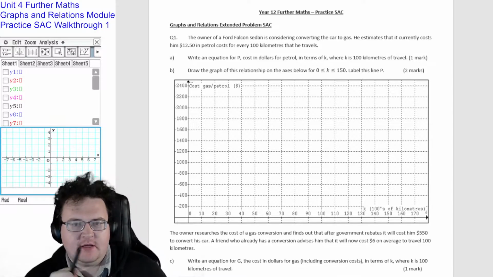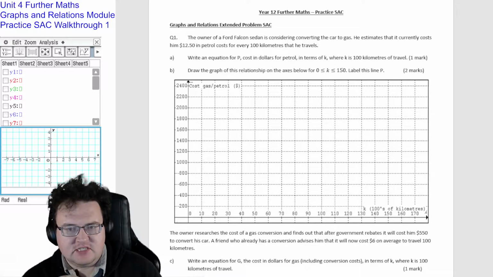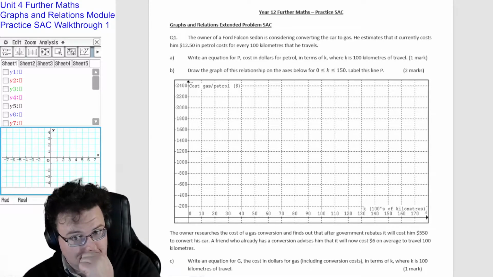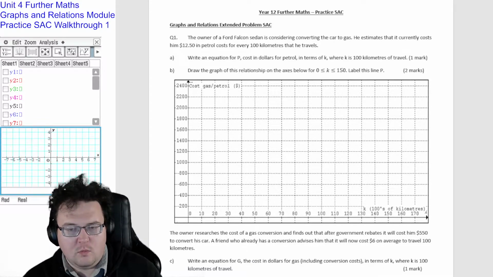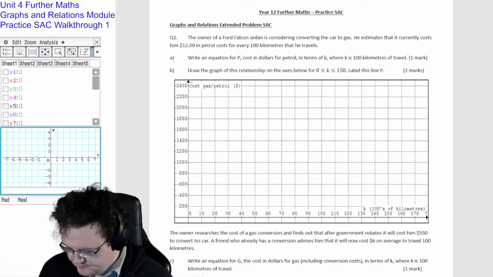So what I've got here is a practice SAC for the Graphs and Relations module for Unit 4 Further Maths. The owner of a Ford Falcon sedan is considering converting the car to gas. He estimates that it currently costs him $12.50 in petrol costs for every 100 kilometres that he drives. Write an equation for P, which is the cost in dollars for petrol, in terms of K, where K represents 100 kilometres of travel. So for every 100 kilometres, it's $12.50.